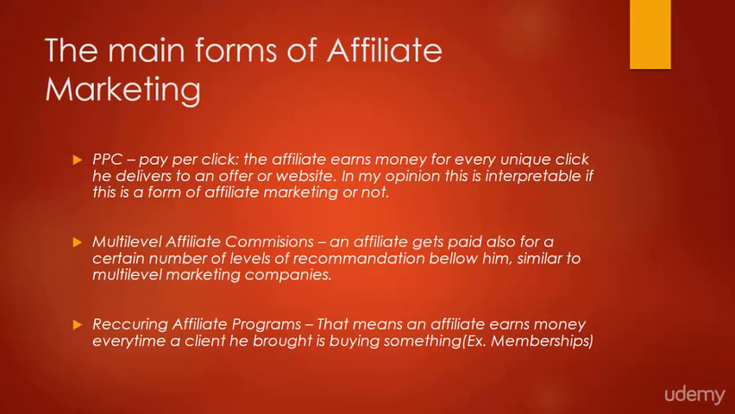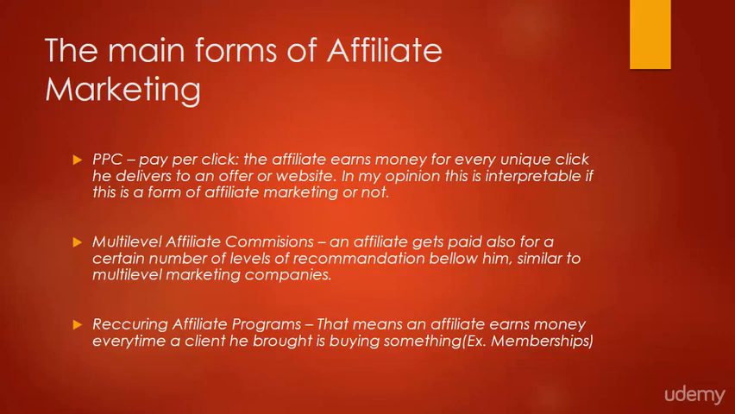So for example, you have a blog, a website, and it gets like 1,000 visitors per day. You can put up banners on the website, and for every click that somebody gives to one of your banners, you will get a specific amount, maybe 5 cents or something like that. So this is a way of making money from affiliate marketing too.